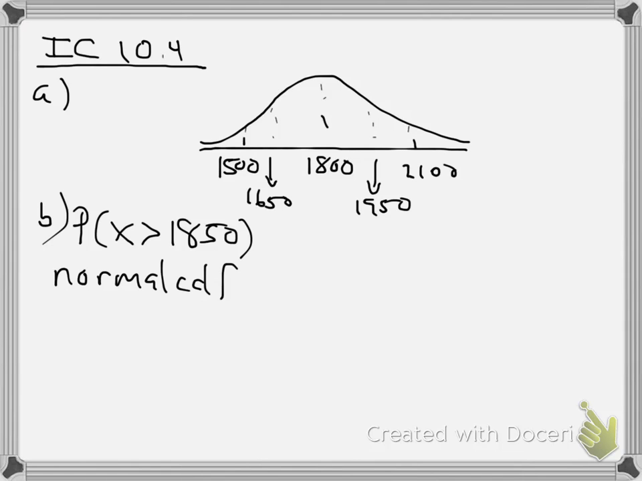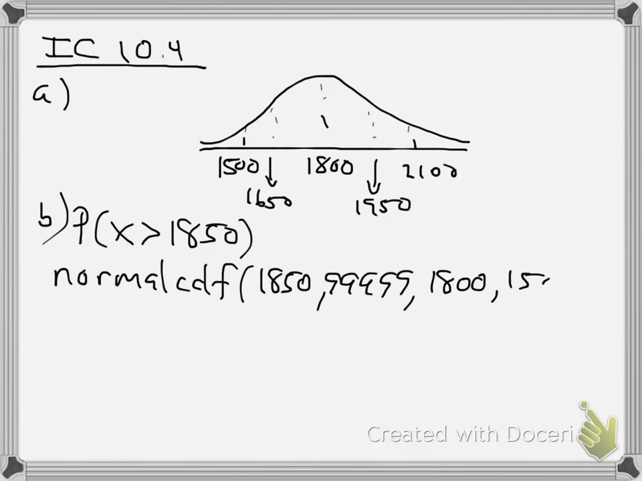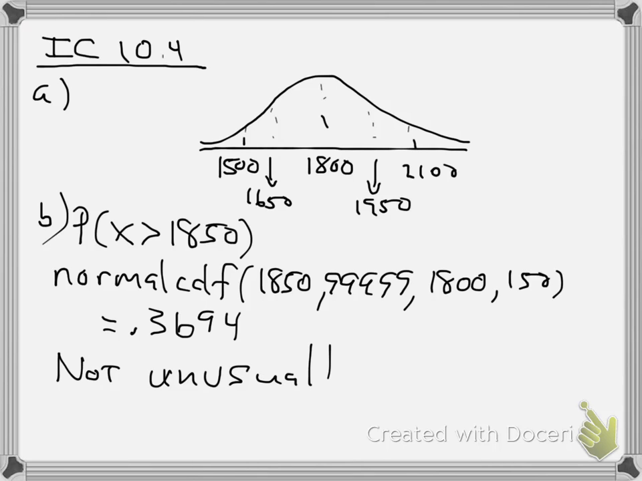We'll use normal CDF, and we're looking from our lower limit of 1850 to our upper limit of infinity. The mean is 1800 and the standard deviation is 150. Plugging these into my calculator, I got 36.94%. And is this unusual? No, this is not unusual. Not at all. Quite likely, actually. A 36 point something percent chance of it happening. Not unusual.